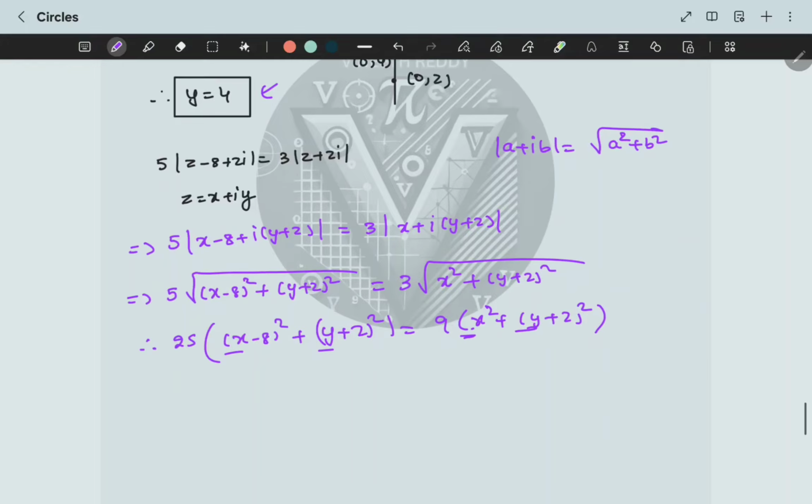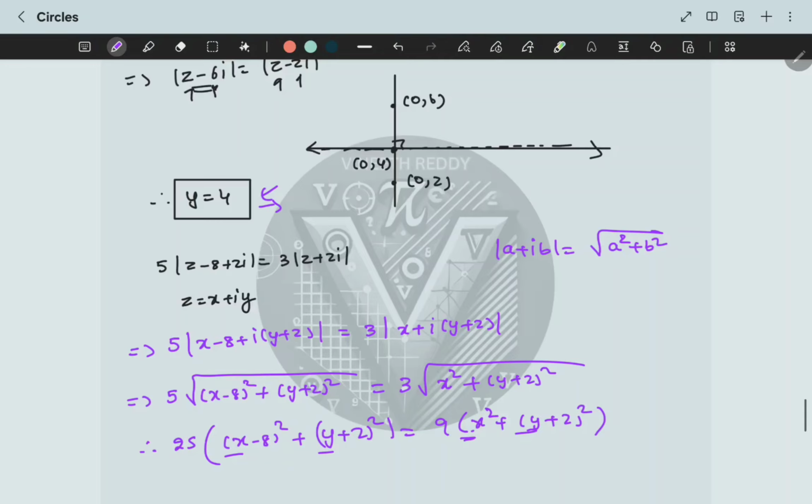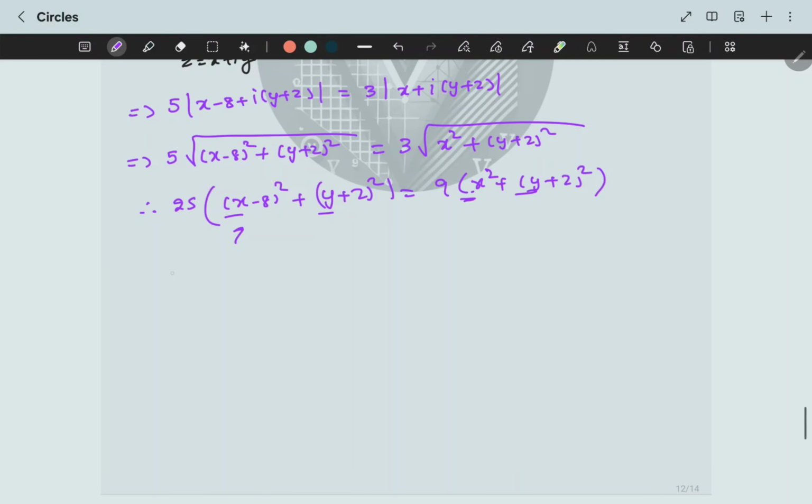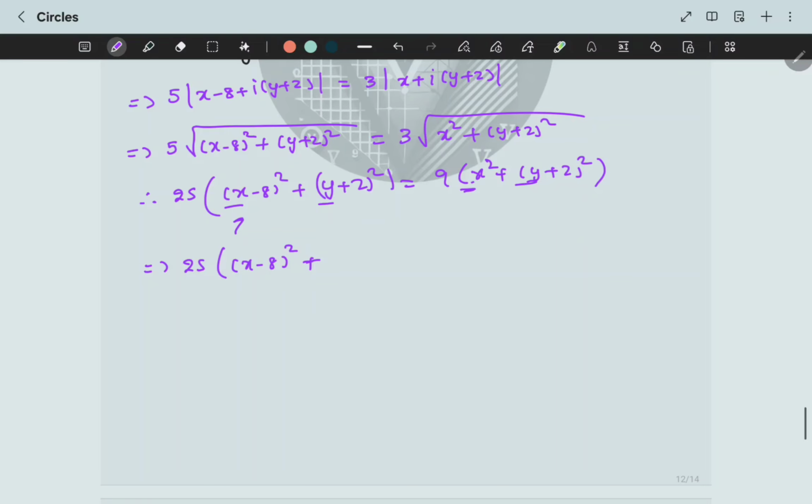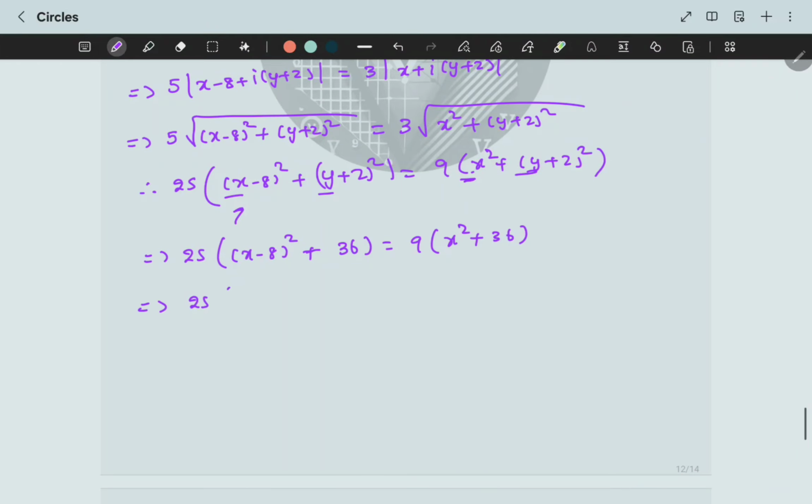So we can do one thing. Instead of writing this as a circle, we can simply put the value y equals 4 in this equation. That saves our time. So we can write this as (x minus 8) whole square plus (y plus 2) whole square, where y is 4. 4 plus 2 is 6, 6 square is 36. And here again 4 plus 2 is 6, 6 square is 36. So if I expand this, we get 25 times (x square plus 64 minus 16x plus 36) is equal to 9x square plus 9 into 36.